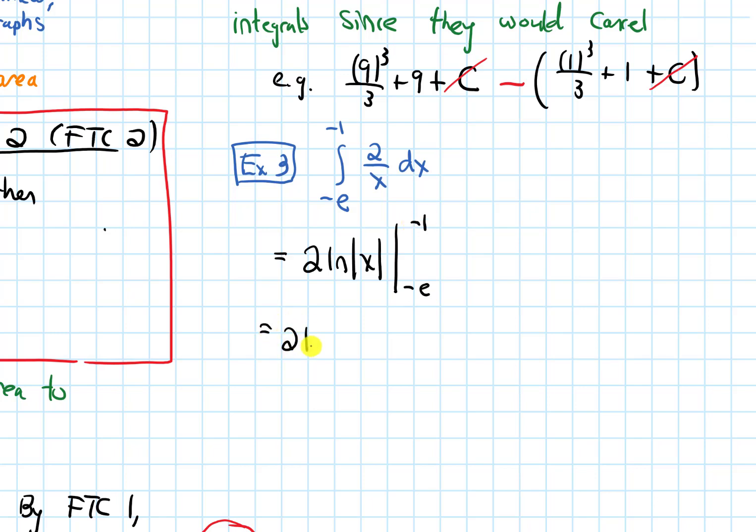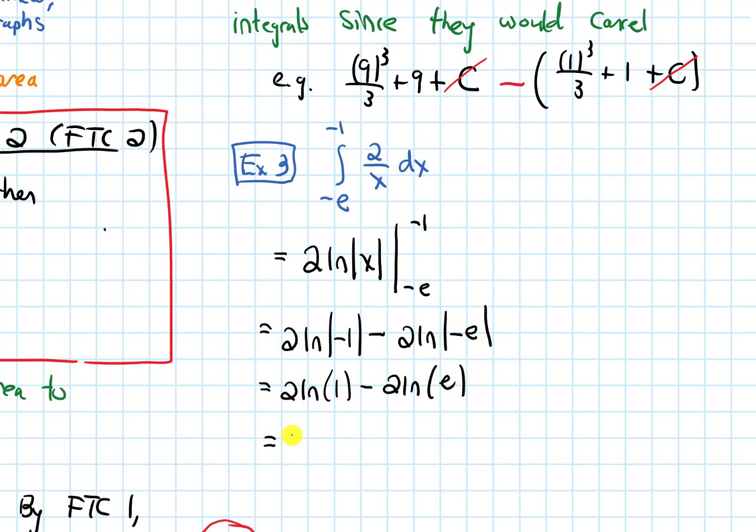So I'll get 2 times ln absolute value of negative 1, and then minus, I plug in negative e to get 2 ln absolute value of negative e. I can simplify: ln absolute value of negative 1 is just ln of 1, minus 2 ln absolute value of negative e is just ln of e. Now these I can evaluate. This is 2 times 0 minus 2 times 1, because ln of e is 1. This is 0 minus 2, which is negative 2. And that's our answer. Let's verify that this makes sense by drawing a picture.